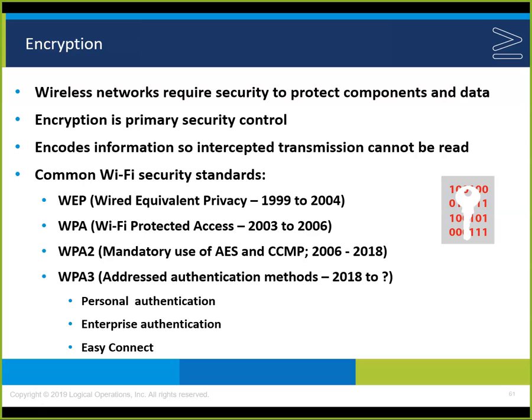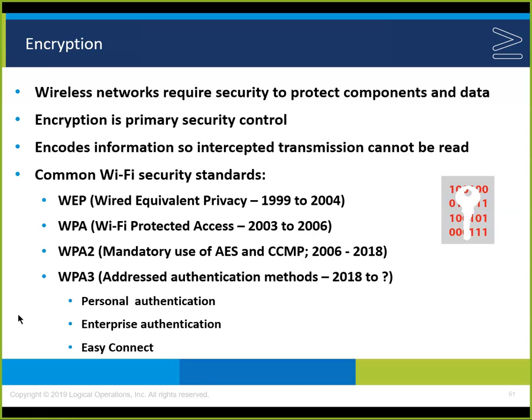WPA, Wi-Fi Protected Access, was an intermediate step. It's actually an improvement of WEP to provide time for the development of WPA2, which uses AES, the Advanced Encryption Standard, which is now the standard that we use for encryption on the network. WPA3 is the new one. It addressed authentication methods, personal authentication, enterprise authentication, and Easy Connect, all of the things that can be available.